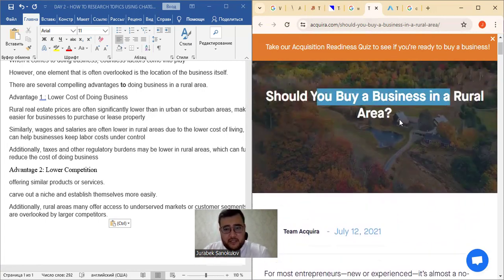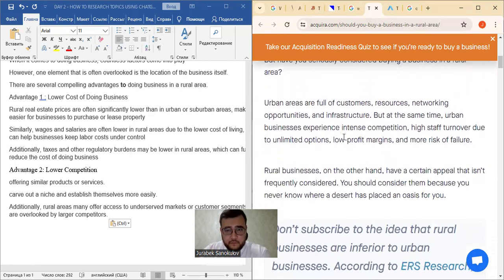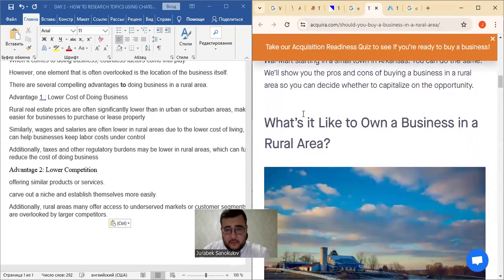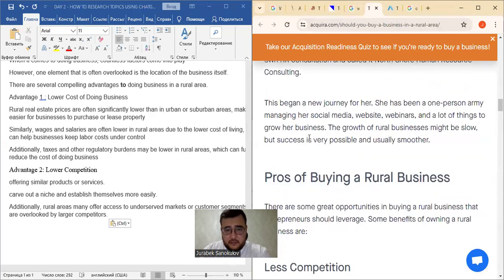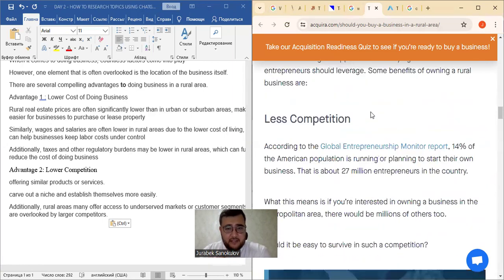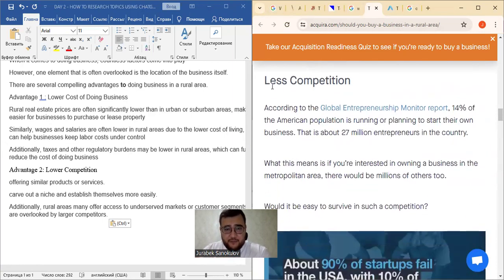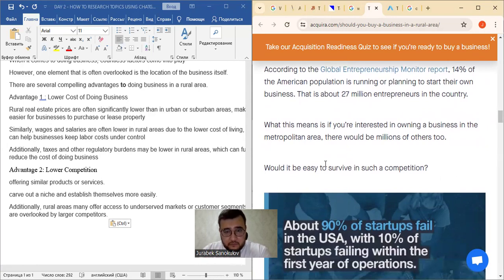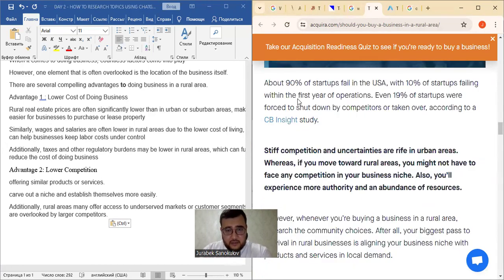Should you buy a business in a rural area? So it's talking about pros. It means advantages. So again, less competition. We talked about that, right? Lower competition, less competition. So let's read it too.